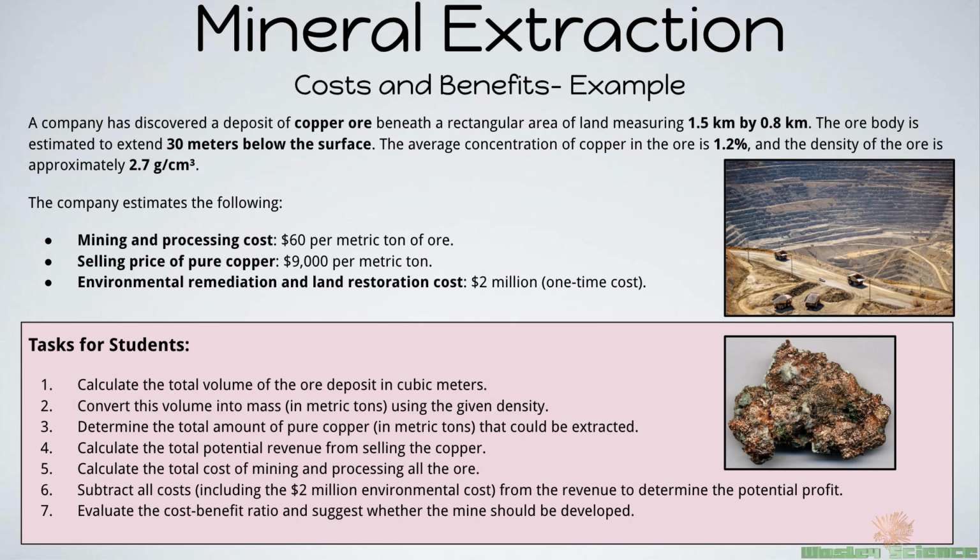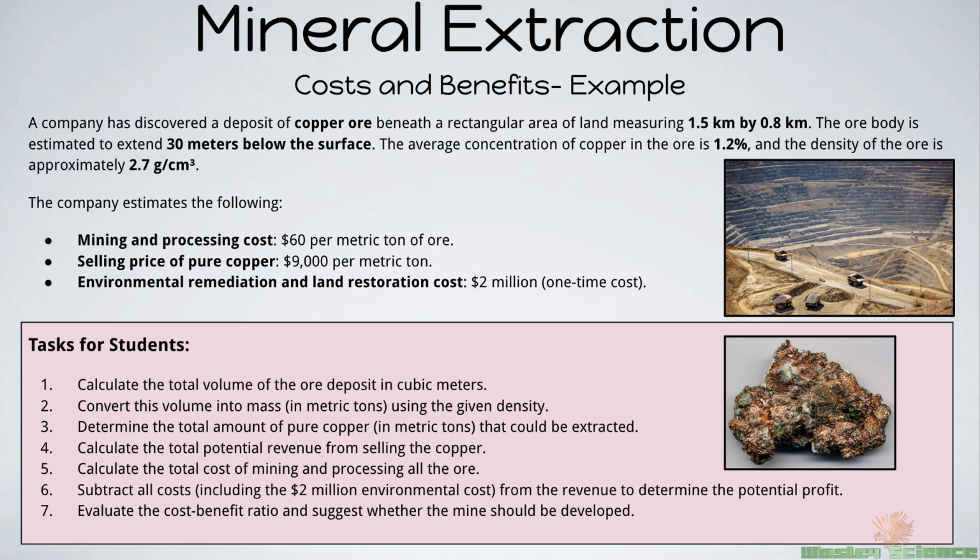So now let's look at an example. In this situation, a company has discovered a deposit of copper ore beneath a rectangular area of land measuring 1.5 kilometers by 0.8 kilometers. They want to go 30 meters deep. The average concentration of the ore is 1.2%. So within this whole volume, 1.2% of it is copper ore, whereas 98.8% of it is just stuff you have to move aside.